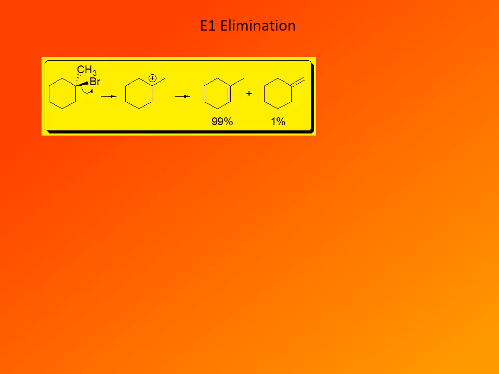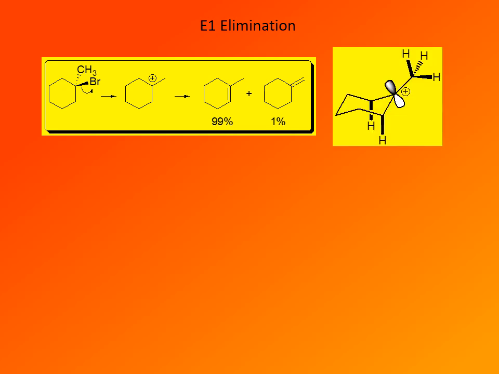E1 elimination from cyclic compounds proceeds through a carbocation as reaction intermediate. And the final outcome is that the most stable, the most substituted alkene is formed. So here we have an example of elimination from 1-bromo-1-methyl cyclohexane, and the product is 1-methyl cyclohexene, 99%. Methylene cyclohexane is formed in only 1% yield.